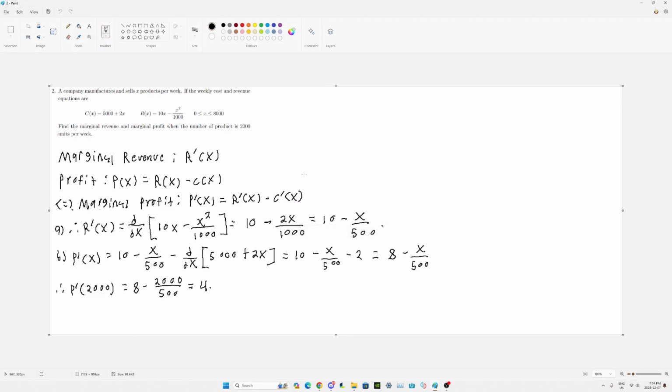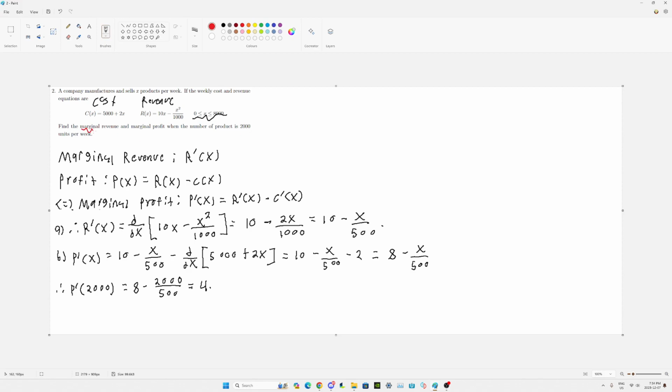Okay, what's 2? A company manufactures and sells x products per week. If the weekly cost and revenue equations are, this is going to be our cost, C for cost, R for revenue. These functions are over this domain. Find the marginal revenue and marginal profit when the number of products is 2,000 units per week.